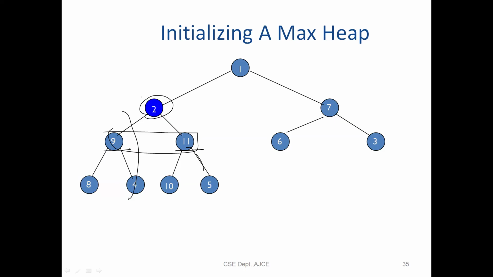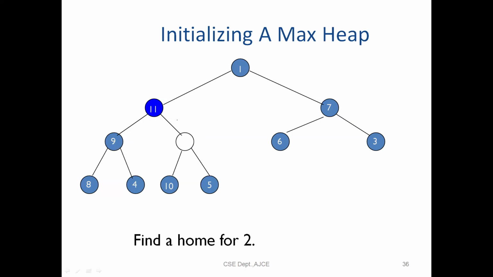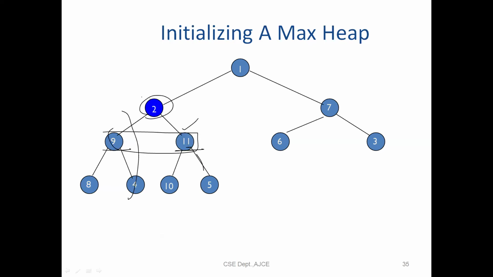Now check 9 and 11. So we have the greater one, that is 11. And then we swap these two. Okay. So move forward, swap these two. And you can see that when we swap these two, 11 comes here and 2 has to be placed here. But this was already a max heap. And now we are bringing a new element 2 downwards. Okay, so now we should find a home for 2.